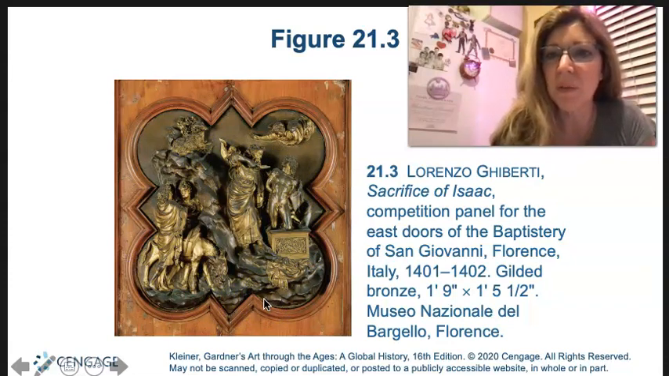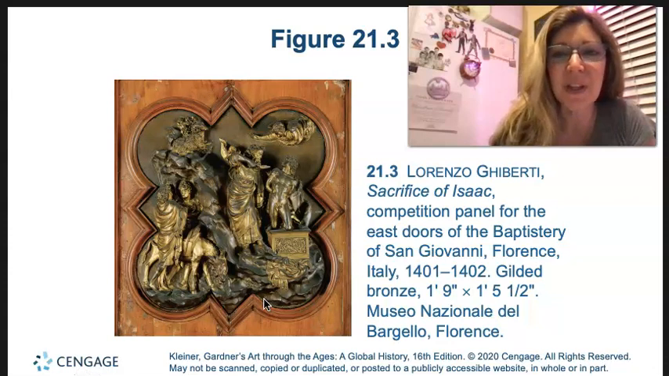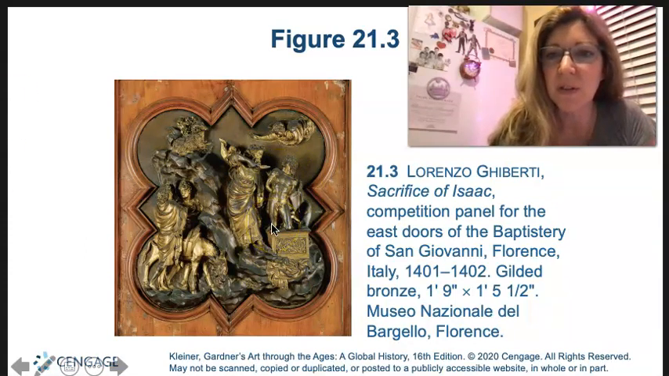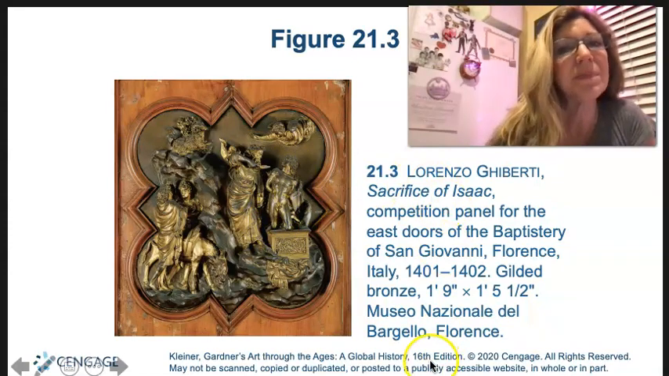Ghiberti was the winner of the famous competition, if I didn't mention that, to design the bronze doors of the Florence baptistry. The naked figure of Isaac, over here we can tell, a classical reference is visible on Ghiberti's Sacrifice of Isaac panel.